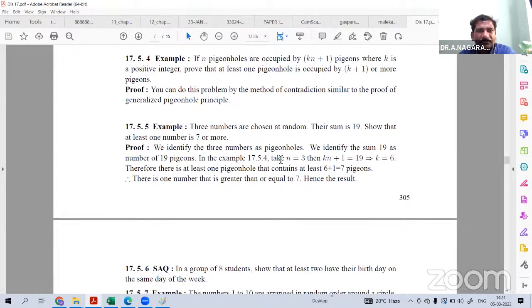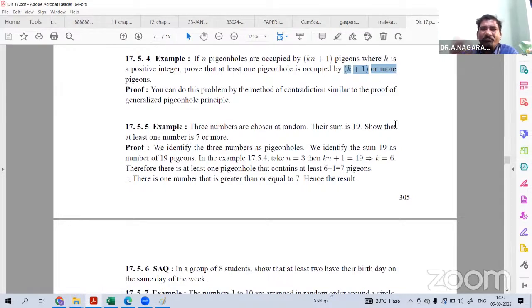This is a principle. What is it? This is one example. There are n pigeonholes occupied by kn plus 1 pigeons, where k is a positive integer. It proves that at least one pigeonhole is occupied by k plus 1 or more pigeons. So here, how many balls can we accumulate? It means k plus 1.